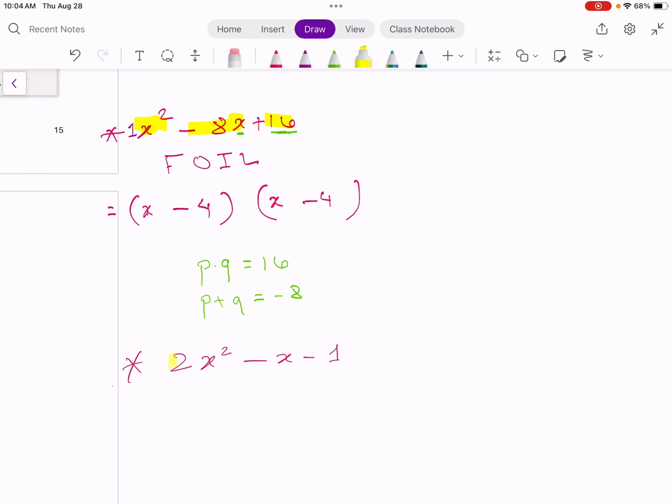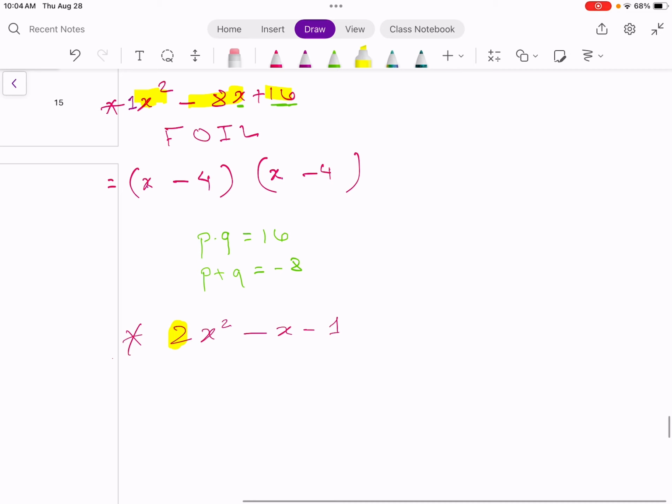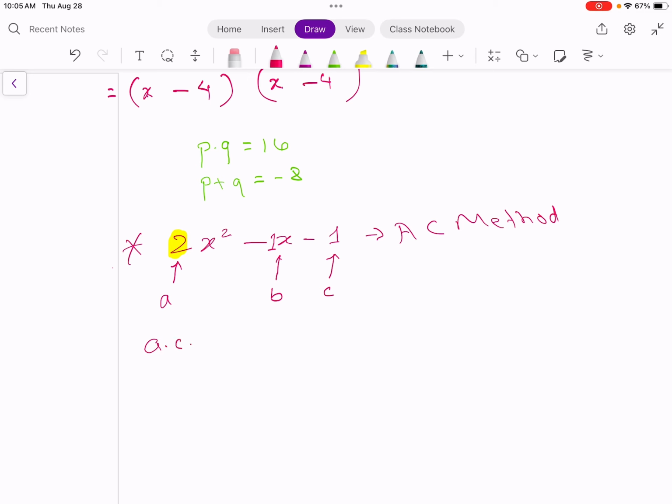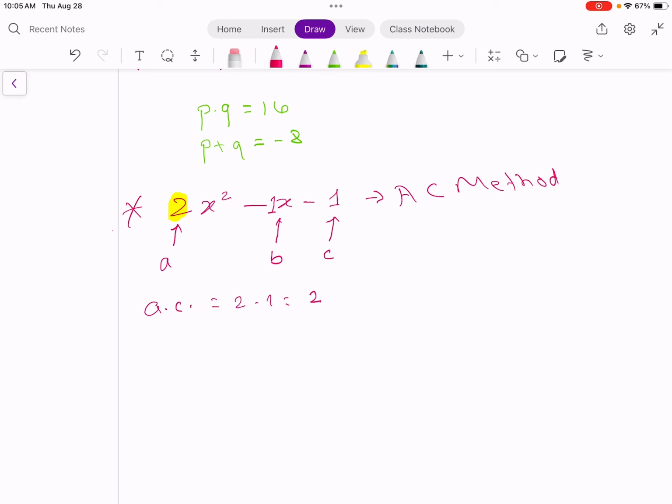Since the coefficient of the square term is not 1, we will use AC method. Okay, so for this one we use AC method. And in this method, our coefficient of x squared is a. So this is a. Okay, a is 2. Our b is the coefficient of x, which is negative 1. So this is b, and the constant is c. At first we multiply AC. So our a is 2 and c is negative 1, it's okay if you take negative 1 or positive 1, it really doesn't matter. Okay, so we have 2. You multiply a and c.